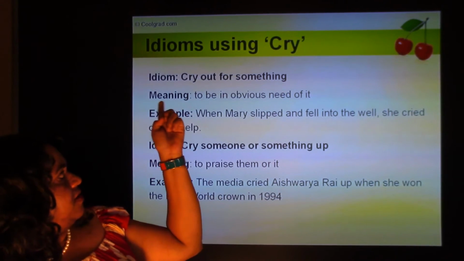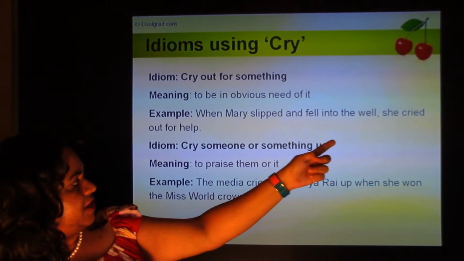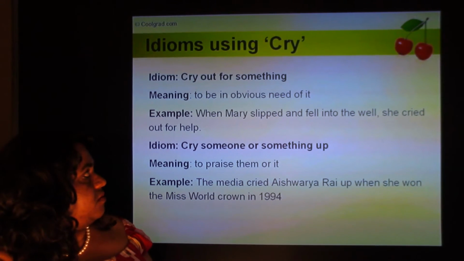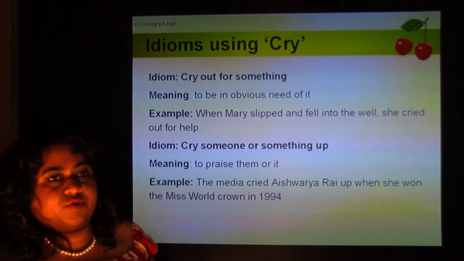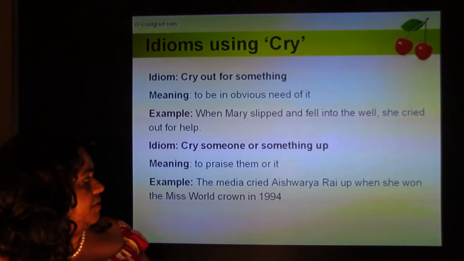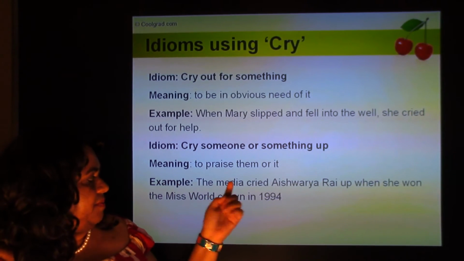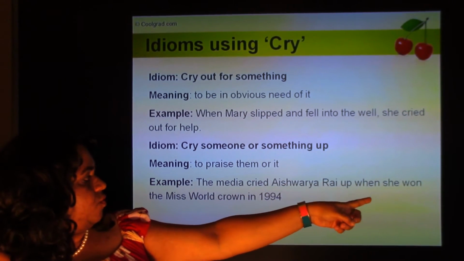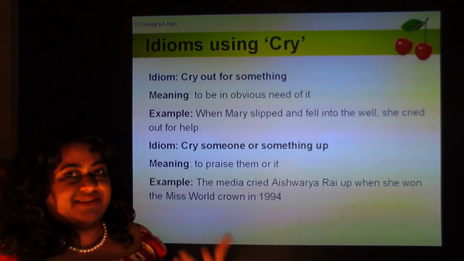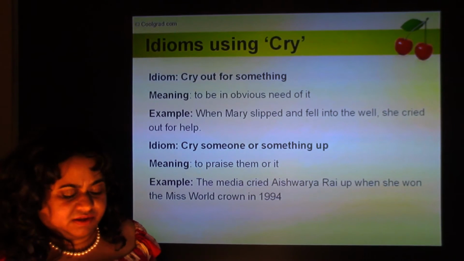Idioms using cry. Cry out for something means to be in obvious need of it. Example, when Mary slipped and fell into the well, she cried out for help. Or you can say, cry out for food, cry out for water. It doesn't have to be for help alone. Cry someone or something up means to praise them. So this is a totally different meaning, see? For example, the media cried Aishwarya Rai up when she won the Miss World crown in 1994. To cry someone up means they praise her. Okay? So this is very different from crying out for something.